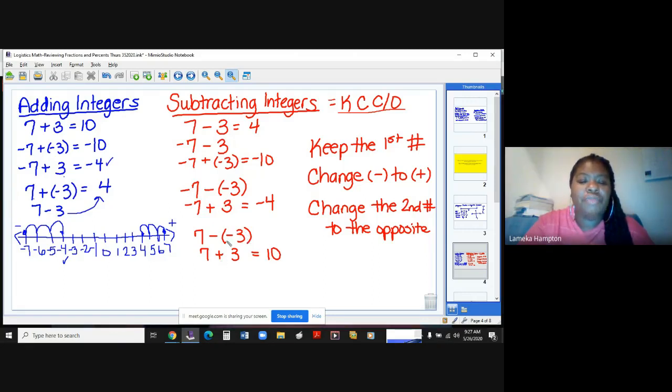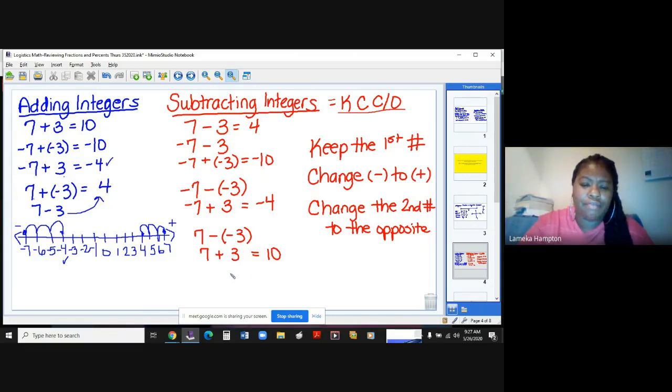And I'm going to change my second number to the opposite. So the opposite of -3 is 3. Oh, well, what do you know? 7 plus 3 is 10. Oh, that's what I have up here. Oh, look at that.